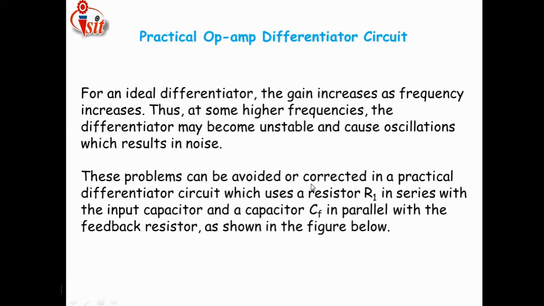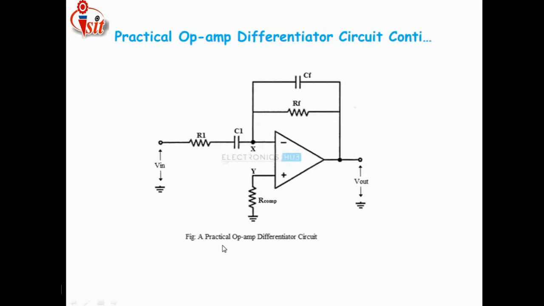These problems can be avoided or corrected in a practical differentiator circuit, which uses a resistor R1 in series with the input capacitor and the capacitor CF in parallel with the feedback resistor, as shown in the figure below. Just see, this is a figure of the op-amp as a differentiator along with a practical differentiator circuit. Here, along with RF, one CF, that is a feedback capacitor, is connected in parallel. This is the only change related to the practical differentiator.